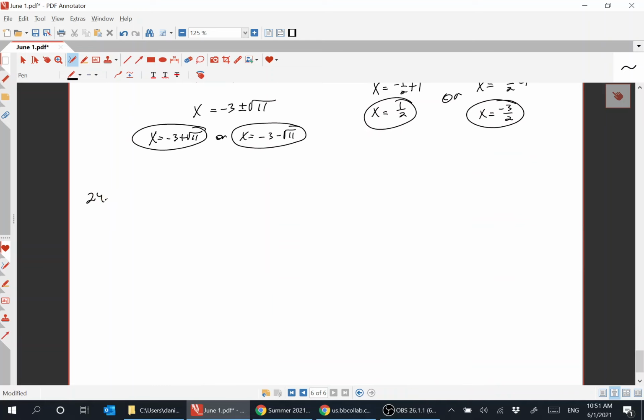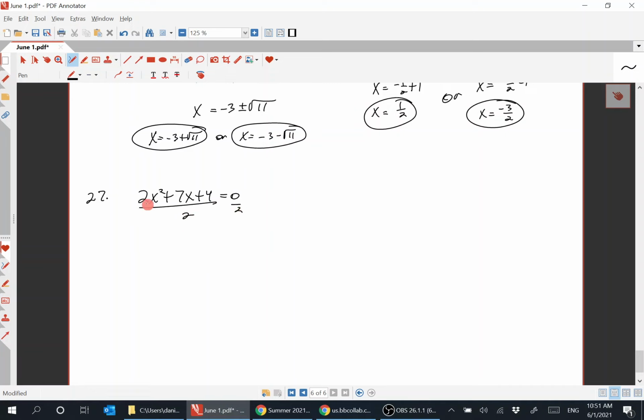24. I went one with 27. Let's do 27. 27. 2x squared plus 7x plus 4. Divide by 2 on both sides.